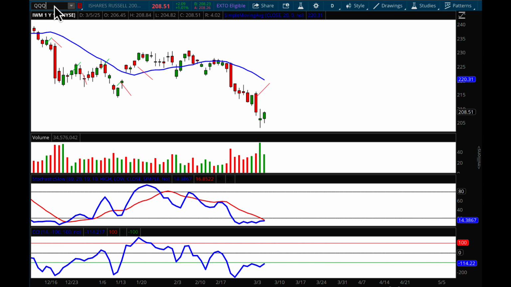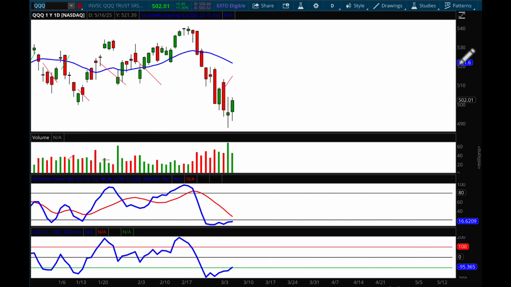Looking at QQQ, which is the tech sector, it's going to be the same scenario. We have this half signal down here, bullish. We have the drop in volume on the way down, bullish, wide divergence from the moving average, bullish. Look at the oscillators. Bullish, bullish. Look, we did get the buy signal.